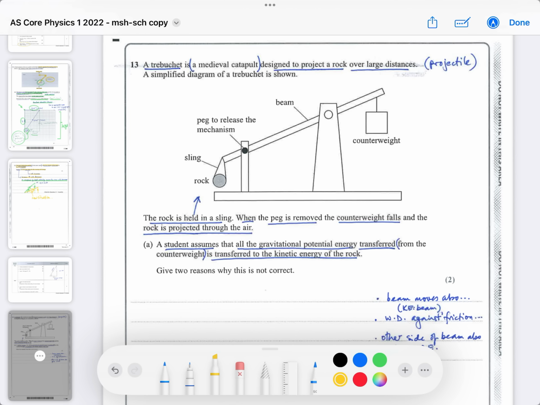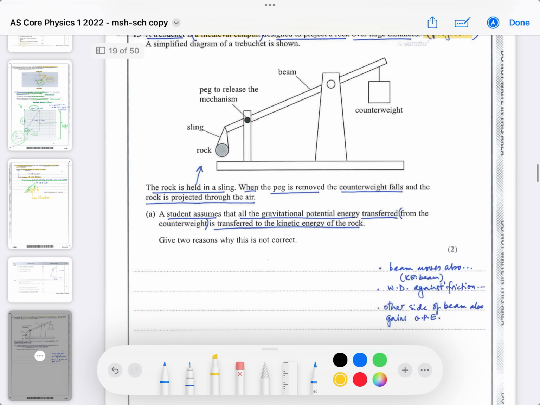Here we have something called a trebuchet, which is a counterweight with a sling and the rock. So it's a medieval catapult designed to project a rock over large distances. So it's kind of a projectile. The rock becomes a projectile. And a simplified diagram is shown.